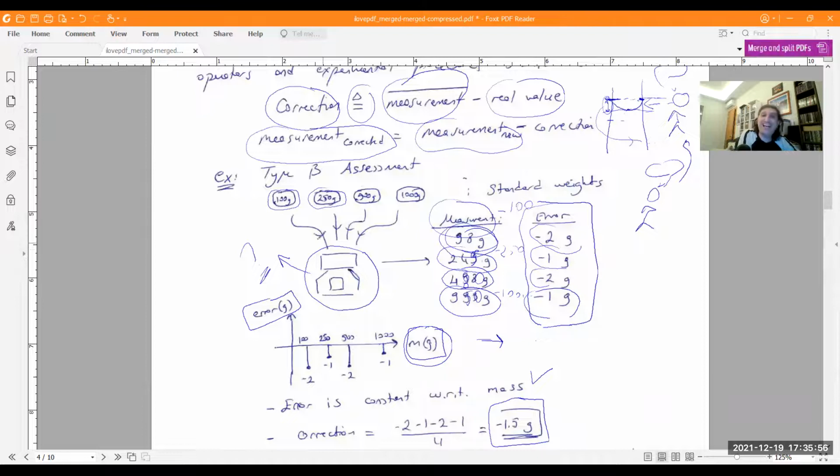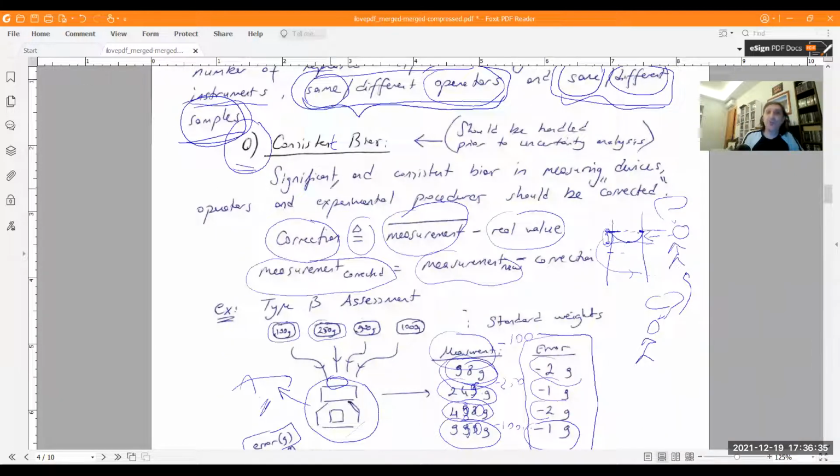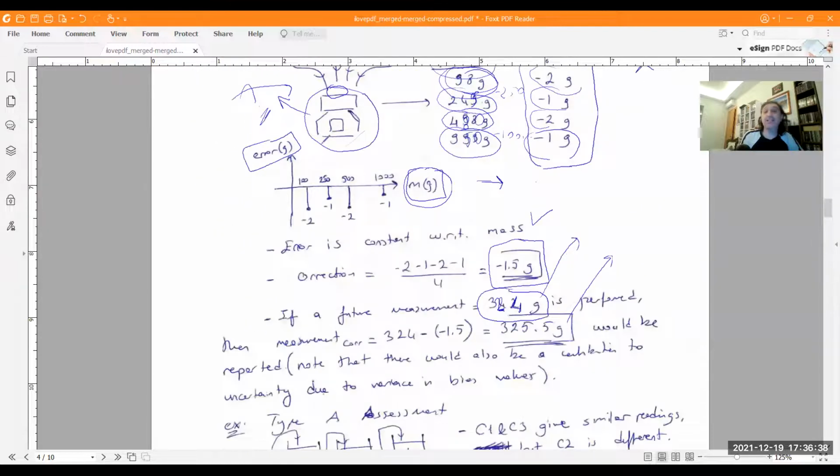So let's say that we cannot calibrate this measuring device. We don't know how to do it. And we are going to start our experiment. We measure something, our sample, and that sample comes out to be 342 grams. In this case, the corrected measurement would be 300. Well, actually, I wrote it incorrectly here. It's listed at 324. This should have been 324. So it's going to be 324 minus 1.5. So basically, you add 1.5 grams here, and 325.5 grams should be the corrected value. And this is called bias correction.